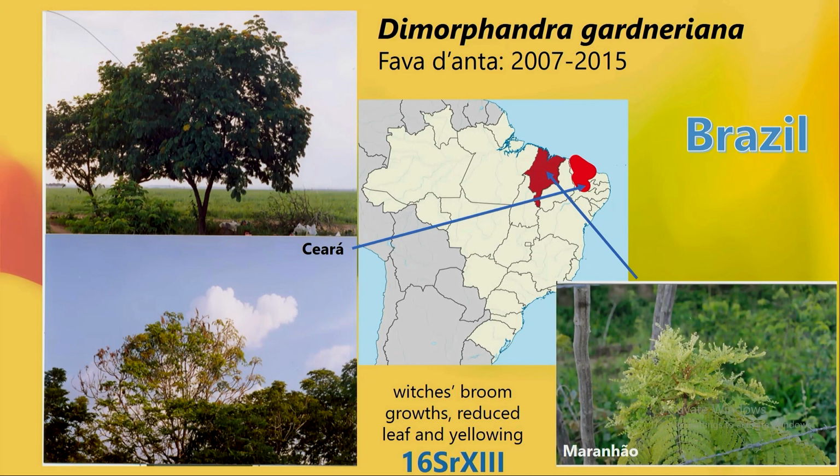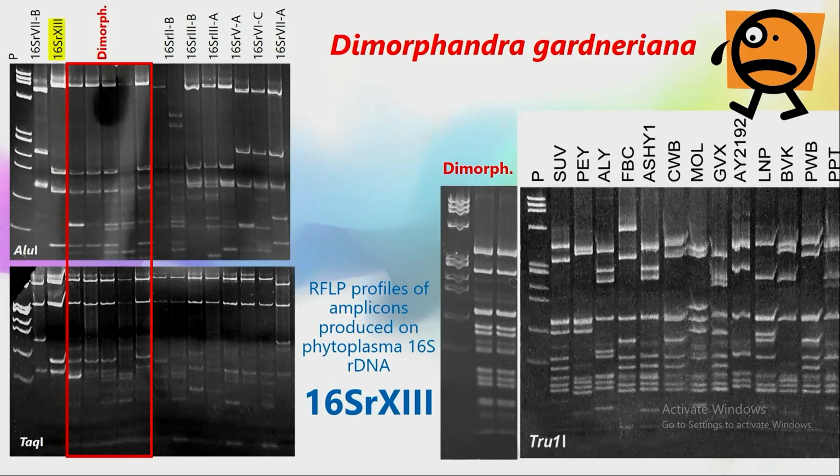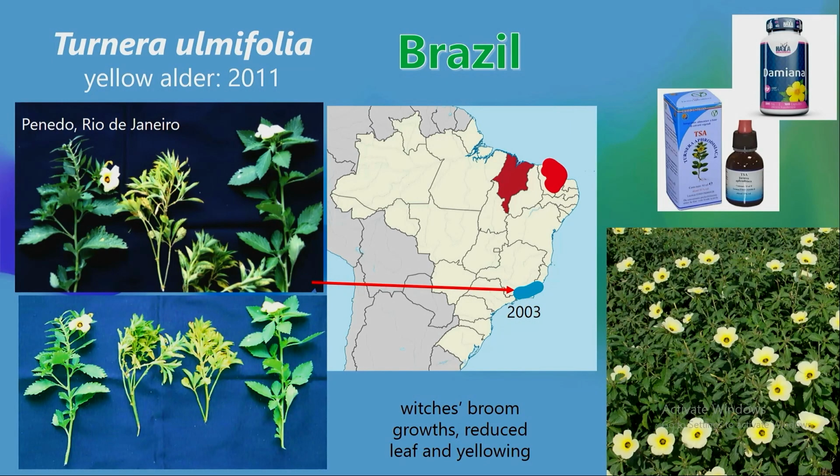This is infected by the group we detected in the past as 16SrXIII, and these are the molecular identifications carried out by RFLP analysis on these samples, with specific restriction enzymes.